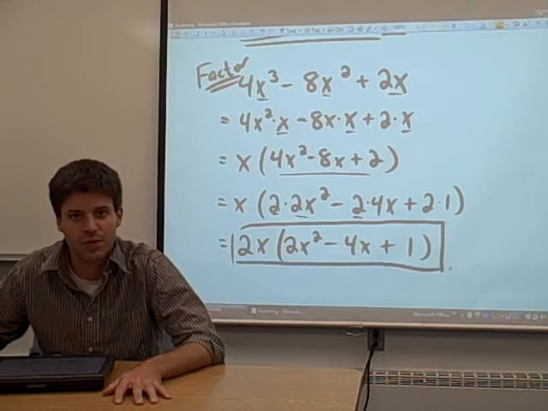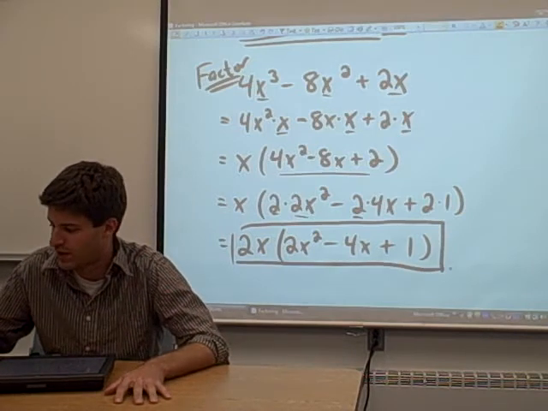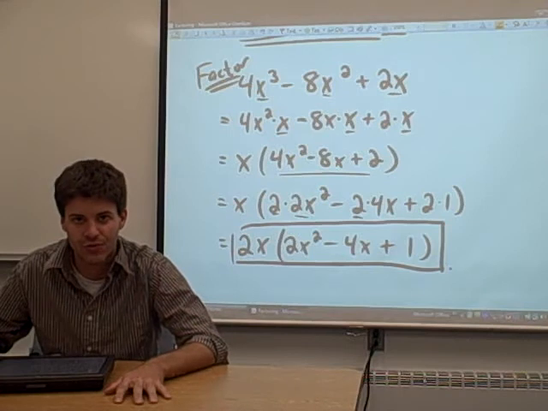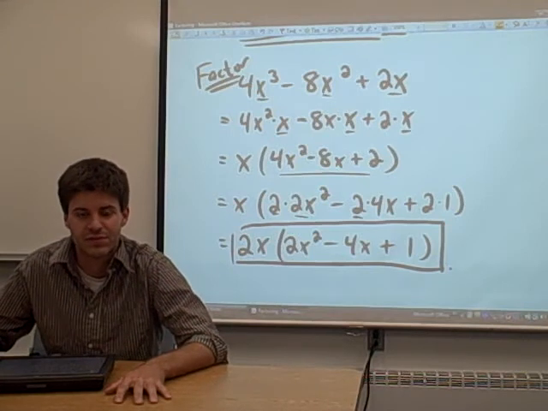As always, if you want more practice with factoring, you can go to the PDF file, 090.pdf, and there'll be a bunch of problems in that file for you.